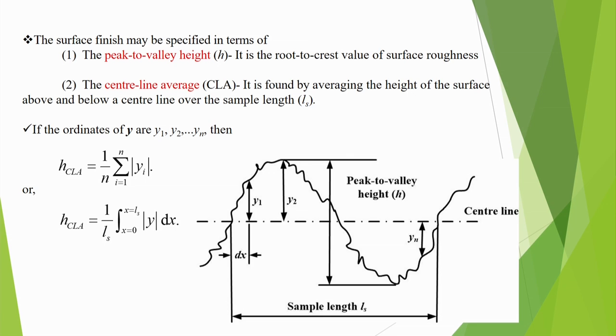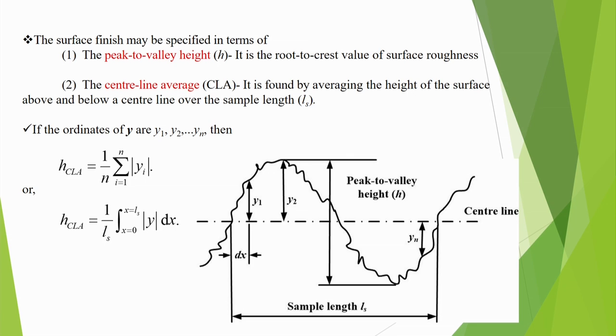So how can we specify the surface? We can say peak to valley height. Suppose this height, peak to valley height, is the root to crest value of surface roughness. When we measure with any measuring instrument, we measure up to some sample length. Suppose I have taken this sample length LS, and in that there is a surface, with peak to valley distance H, usually expressed in micrometer.